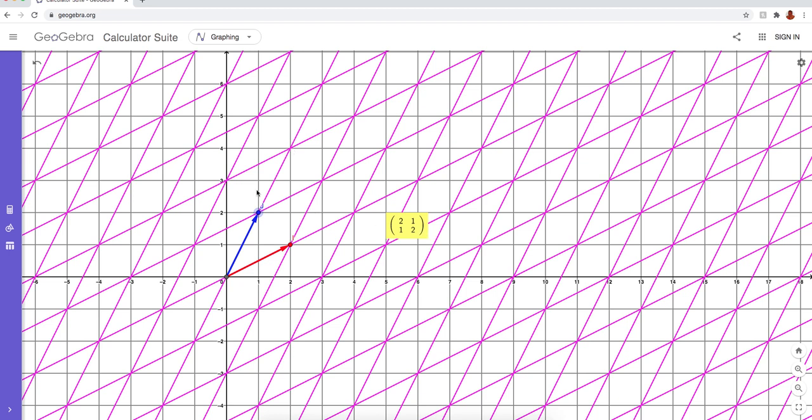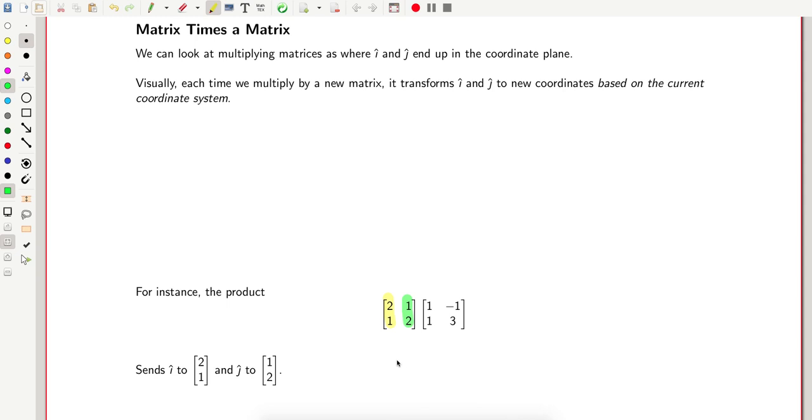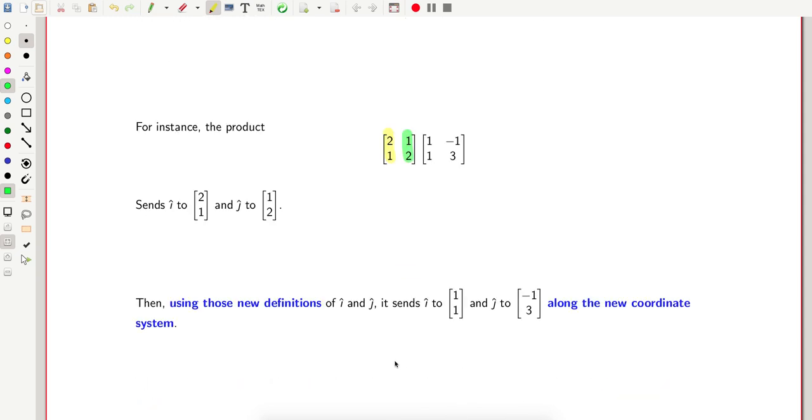So now we have this new pink coordinate system where this represents 1 on the new x-axis and this blue vector represents 1 on the new y-axis. According to this new coordinate system, we are then going to take our i hat and j hat vectors that we have, the red and blue vectors that are diagonal right now. The i hat is going to get sent to this coordinate 1, 1. j hat is going to get sent to this coordinate negative 1, 3 along this new coordinate system.